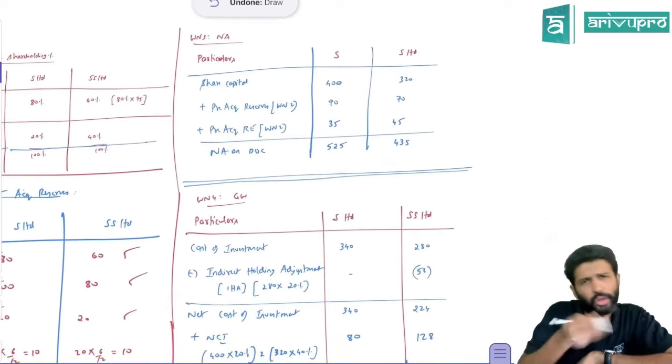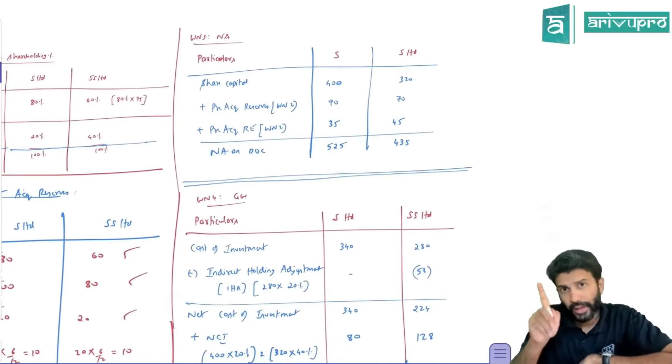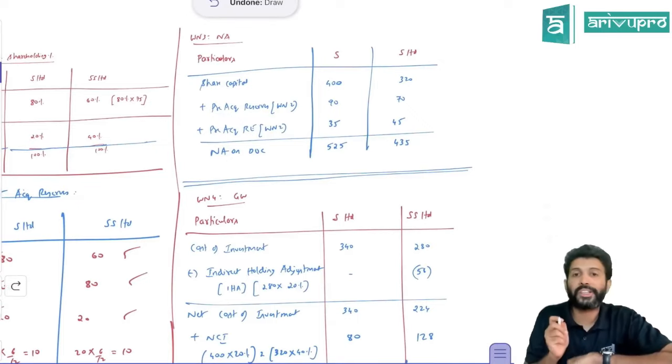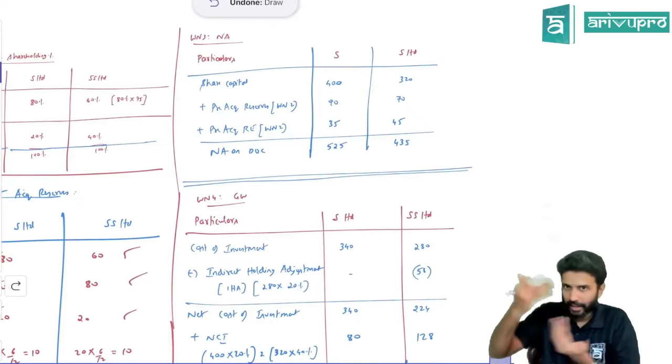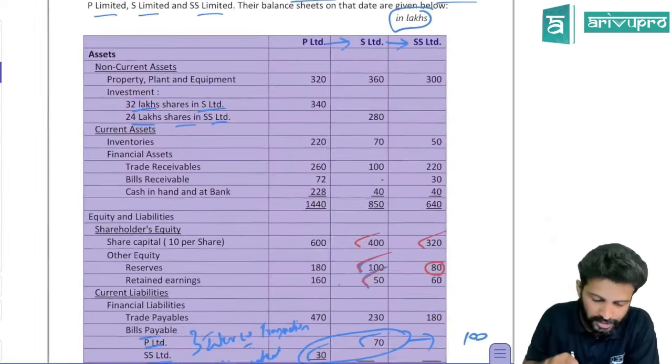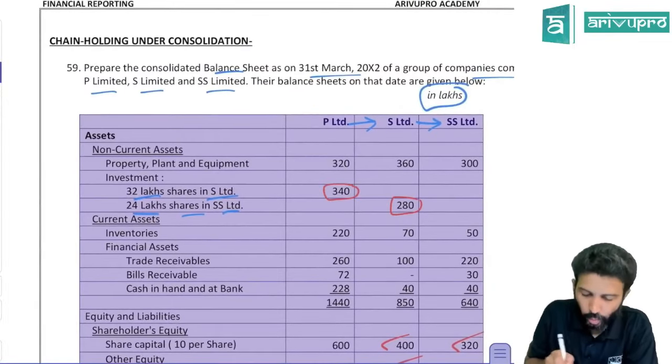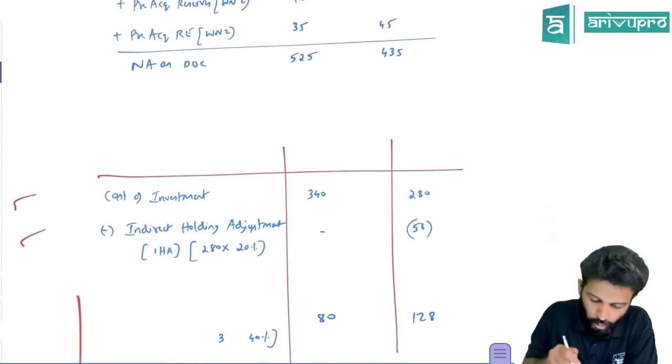Next, the usual working on goodwill. Not for one company, but for two companies. First, you'll consider the cost of investment. Who purchased this? The parent has purchased. So the parent has spent. What is the cost of investment? Check whatever data they've given. First, we'll copy. Investment value is 340 and 280. First, we'll copy this 340 and 280.